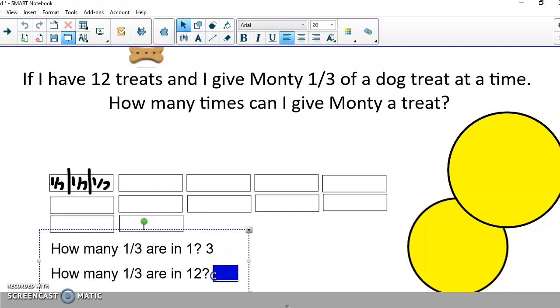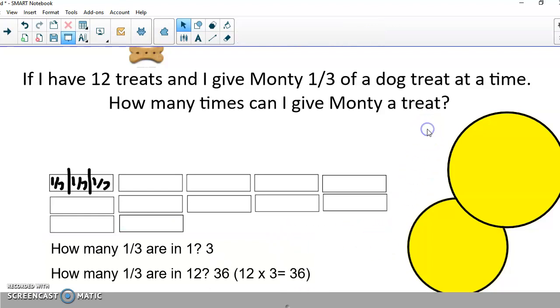Can anyone think of an equation that matches that? I'm wondering if some of you know it's 36, because in your head, well, if one group has 3, but you have 12 groups of 3 1/3s, that answer gives you 36 times you can give him a treat. Okay? And so then that would look like all of these cut up into thirds, if I were to cut them all up, because there's 3 1/3s here. What division statement matches this one?